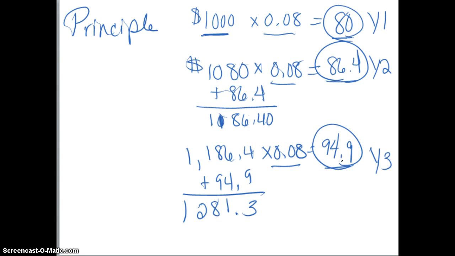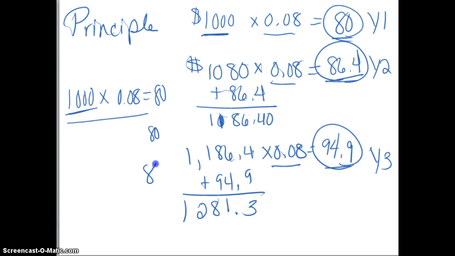If this was simple interest, then I would only be earning interest on the principal every year. So every year, year 1 I would earn $80. Year 2 would be the same exact thing. I would earn $80 instead of 86.4. Year 3 I would earn $80 instead of 94.9. Compound interest considers not only the principal, but the amount that has also been added on in interest, and it takes the percentage of those larger numbers and gives you a higher return.